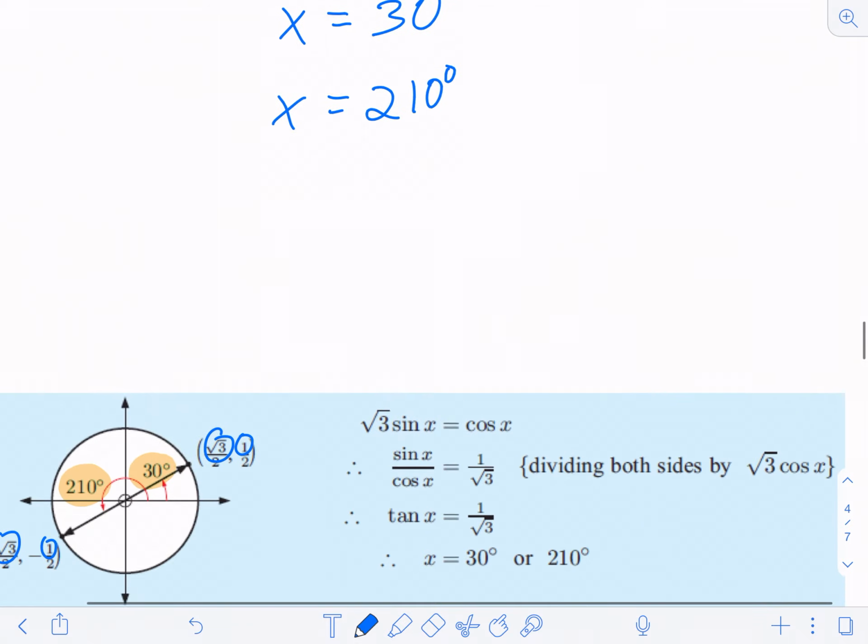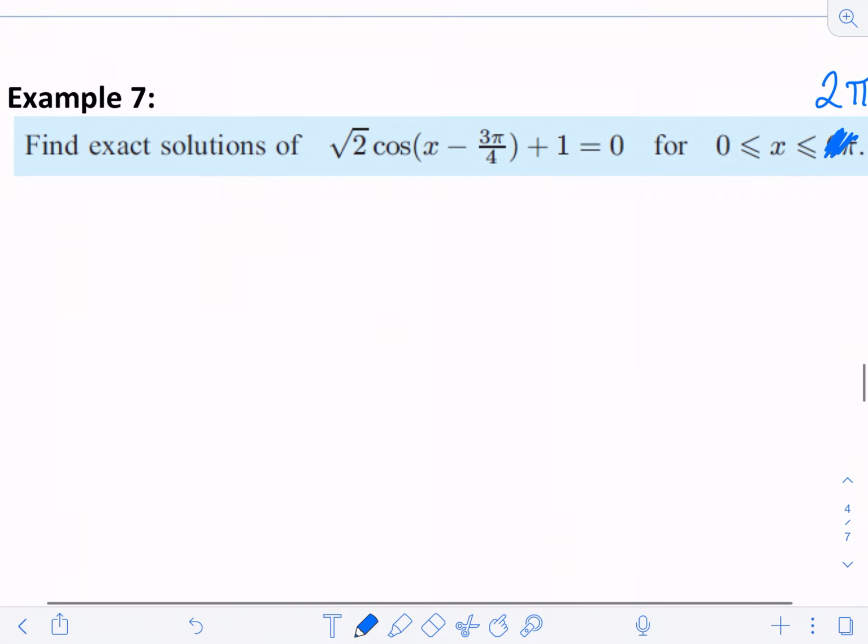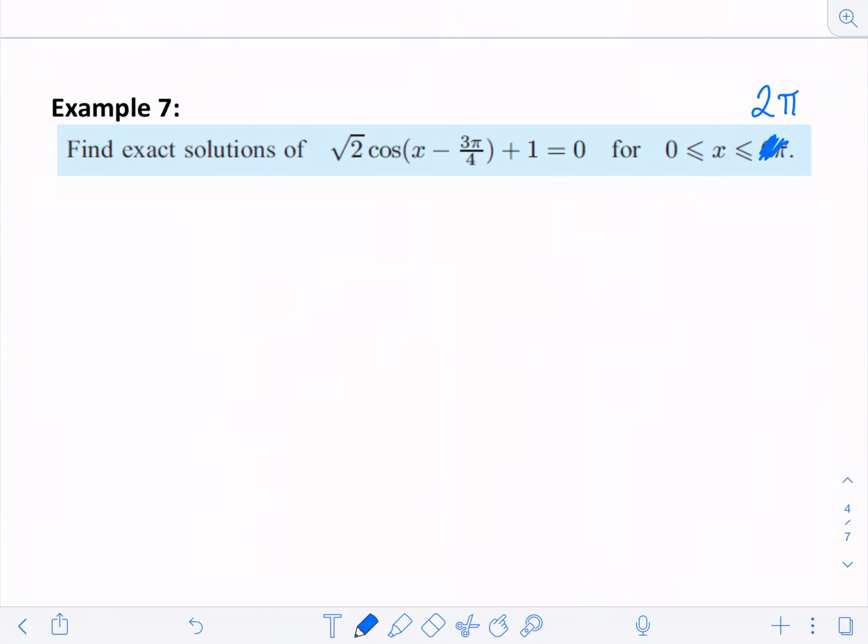So next we have an equation that looks a little more involved than we've seen so far. This is a little bit different than the one in your book. They did 0 to 6 pi. I'm just going to do 0 to 2 pi to keep it on just one revolution of the unit circle. So let's see, what am I going to do here first? Well, I've got this radical 2 cosine of x minus 3 pi over 4 plus 1 is equal to 0. It looks like a bunch of things that we've seen all put together so far.